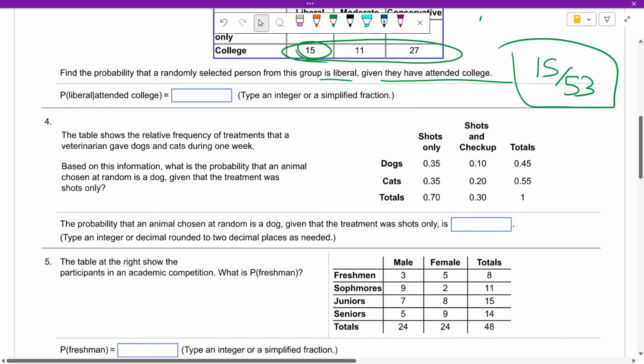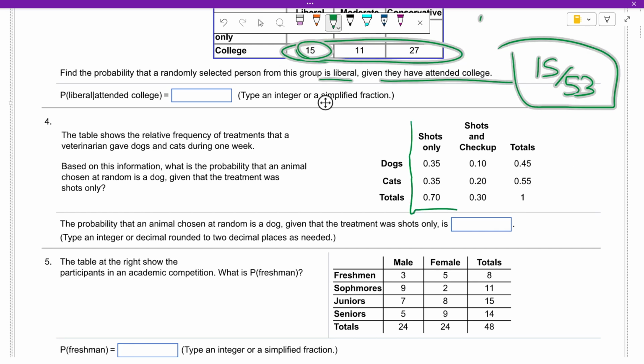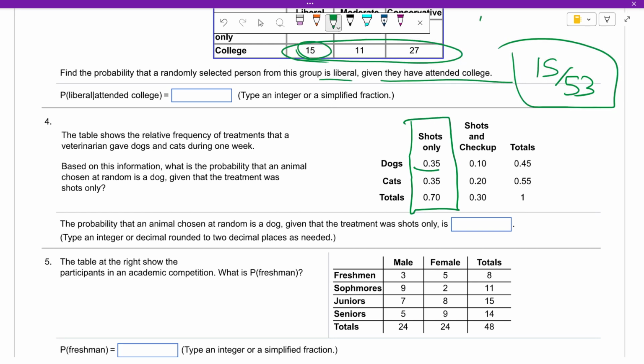The table shows the relative frequency of treatments that a veterinarian gave to dogs and cats during a week. Based on this information, what's the probability that an animal chosen at random is a dog, given the treatment with shots only? Given it with shots only, what's the probability it is a dog? So it's 0.35 divided by 0.70. Well, if I know my math, I bet it's 0.5.